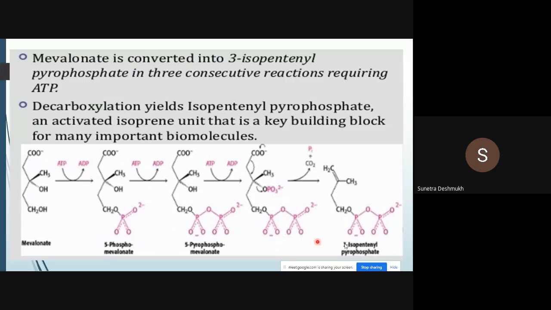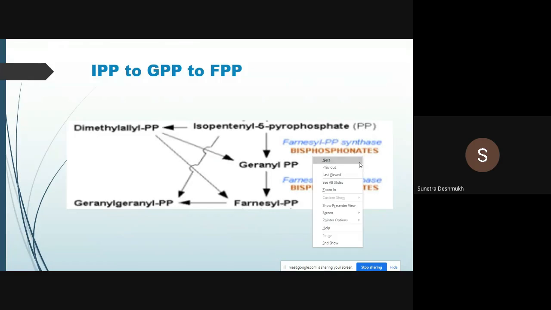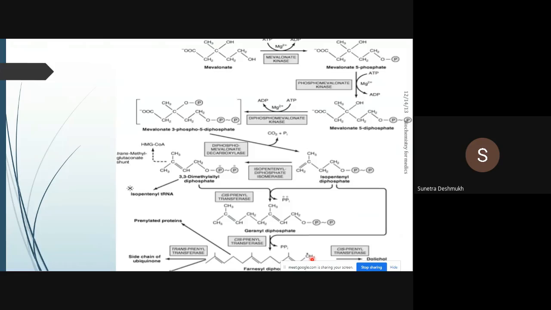this IPP to geranyl pyrophosphate or farnesyl pyrophosphate. So now here, they started from mevalonate, with mevalonate kinase. We got mevalonate 5-phosphate, again treatment with ATP, mevalonate 5-diphosphate, and this one we have converted here to isopentenyl diphosphate. So here we got isopentenyl diphosphate.